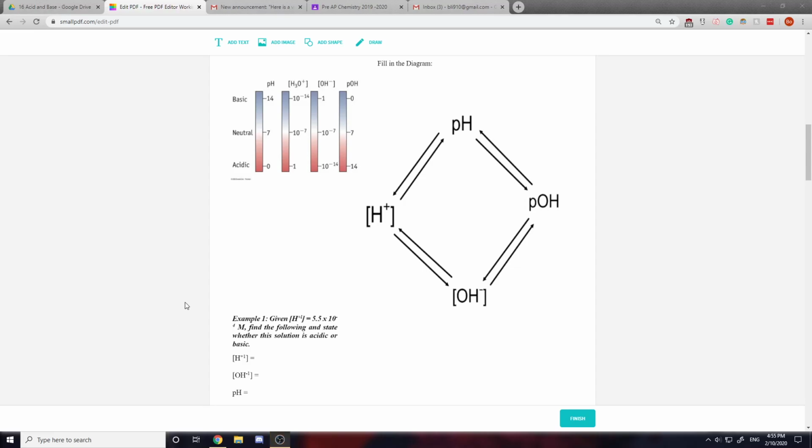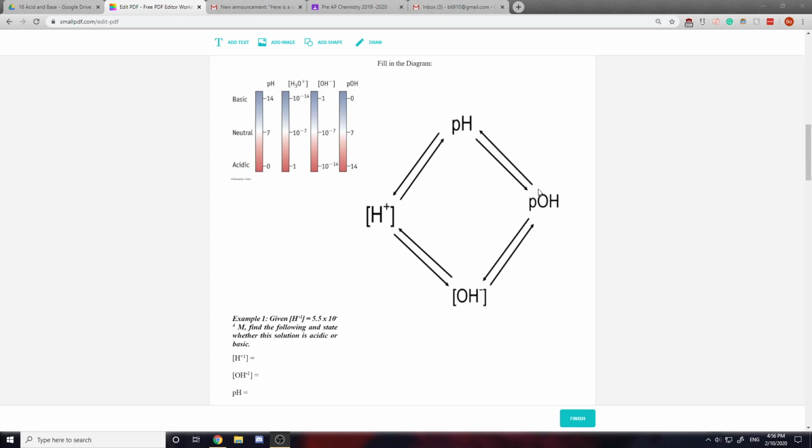Hello, this video is going to be over pH and pOH calculations using concentrations of H plus or hydronium and concentrations of OH minus. So here we have a diamond that relates all the different values together. If you start with any one of these values, you can find any of the other three using this diamond.